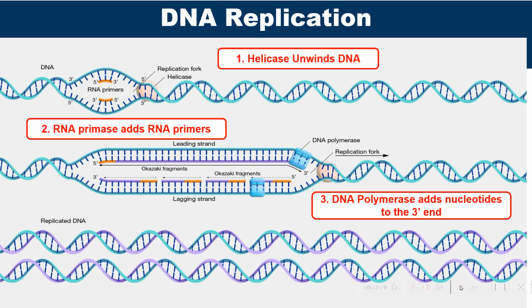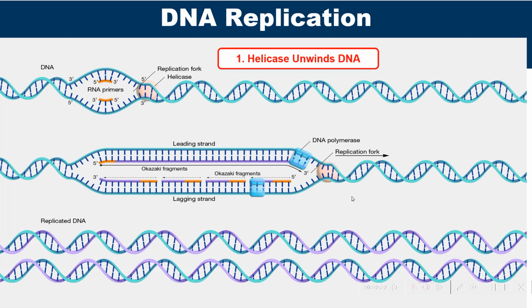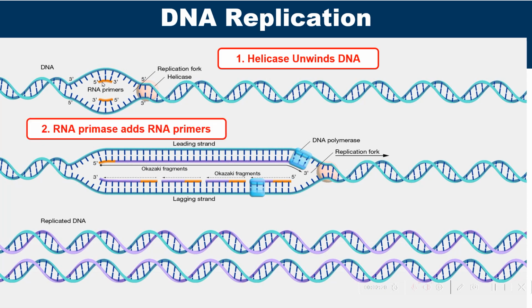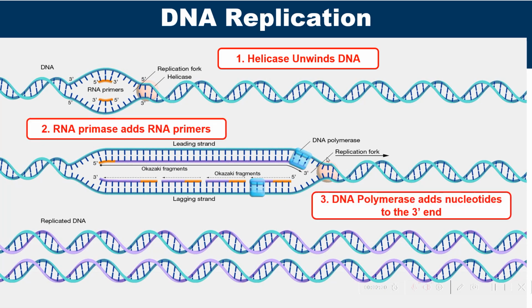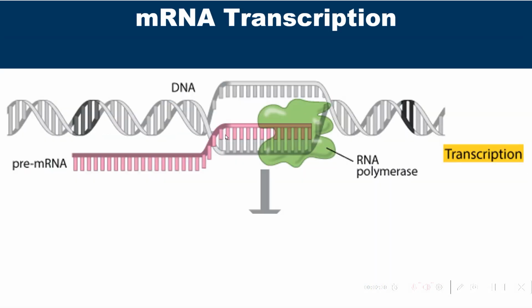So step number one, helicase unwinds the DNA. RNA primase comes in to add these RNA primers. And from there, DNA polymerase can then build a polymer by adding nucleotides to the 3' end: 1, 2, 3, for DNA replication. For mRNA, transcription is a simpler process.